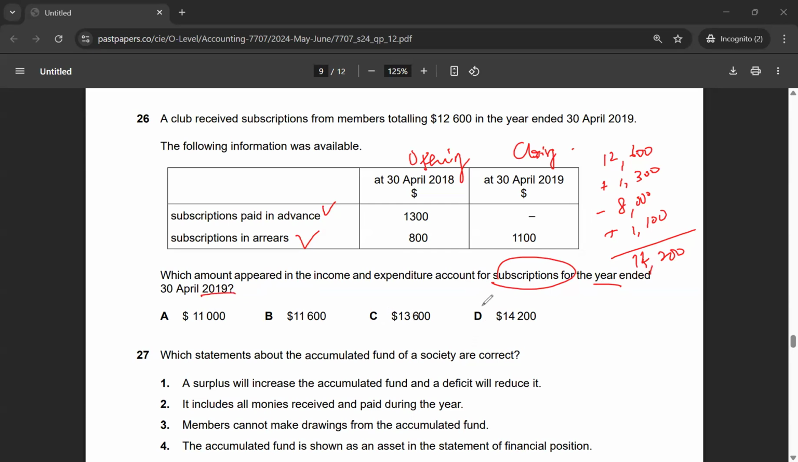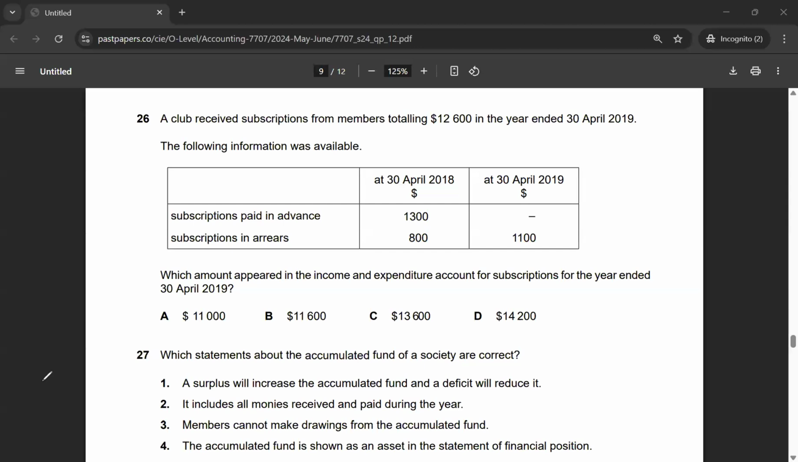of subscriptions for the year ended 30th April 2019. So the correct answer for multiple choice 26 would be option D. 12,600 were received in 2019. We will add 1,300 because they must have been earned in 2019; they were paid in advance, so we need to include that in 2019. We will deduct 800, not 8,000, because that must have been included in the prior year as subscription in arrears. And then we will add the current year, 1,100 for 2019, which is in arrears. That's why the correct answer for multiple choice 26 would be option D.